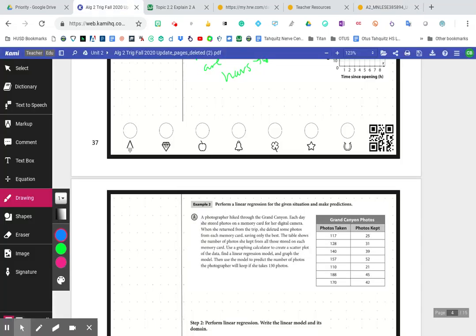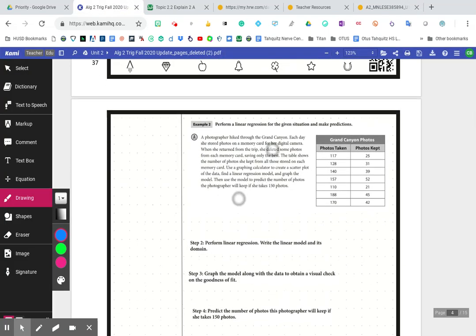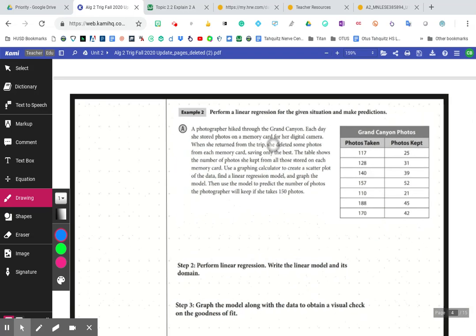All right, I'm going to come back over here, and we're going to look at example 2. A photographer hiked through the Grand Canyon. Each day she stored photos on a memory card for her digital camera. When she returned from the trip, she deleted some photos from each memory card, saving only the best. The table shows the number of photos she kept from all those stored on each memory card. Using a graphing calculator, create a scatter plot of the data, find the linear regression model, and graph the model. Then use the model to predict the number of photos the photographer will keep if she takes 150 photos.